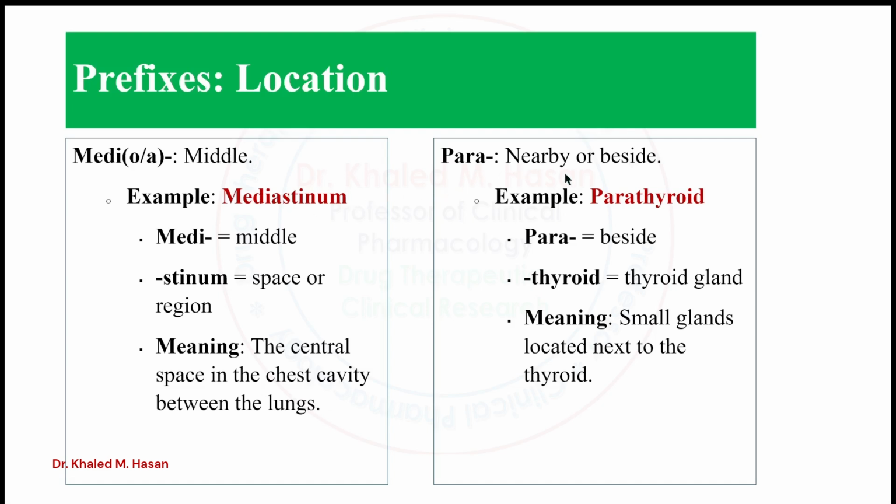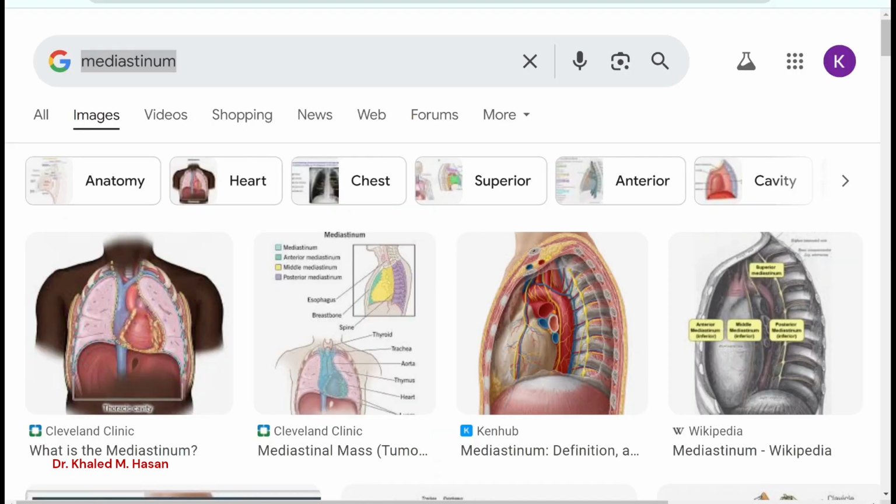We have para, meaning near or beside. We have parathyroid. Para means beside, thyroid gland. The parathyroid glands are small glands located next to the thyroid gland. This Google image shows us the mediastinum, the space between the lungs.